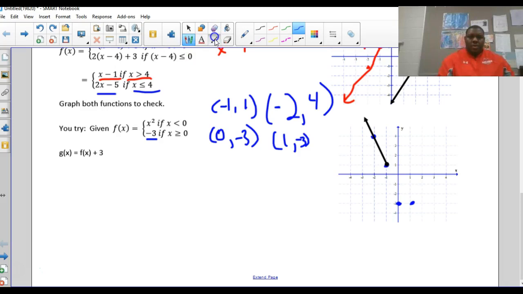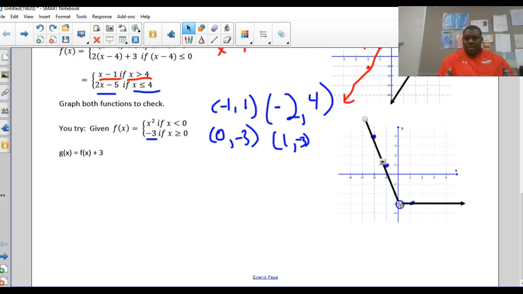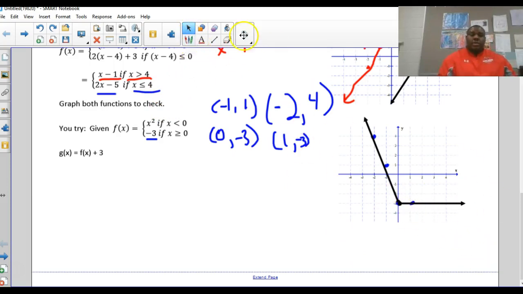Alright, so we have this going on. So let me fix this one side, because they got to connect this piecewise function. So let's fix that. Boom, there we go. Alright, that'll work. We'll go with that. Okay. So there's the first function.